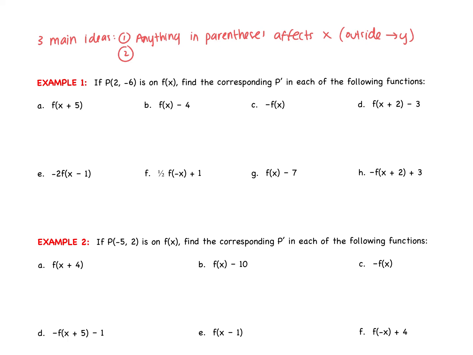Second thing you need to know is that changes happen to x first, then to y. So if you're changing both x and y, you're going to do x first, then you're going to do y. And last rule to operate by is that reflections occur before movement.